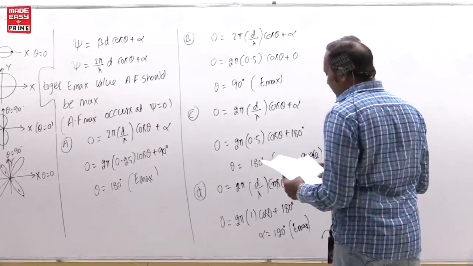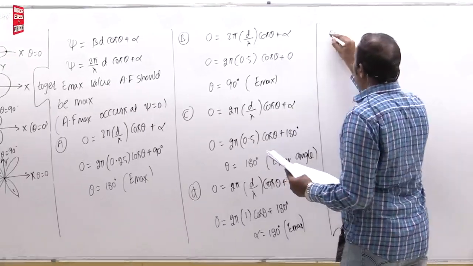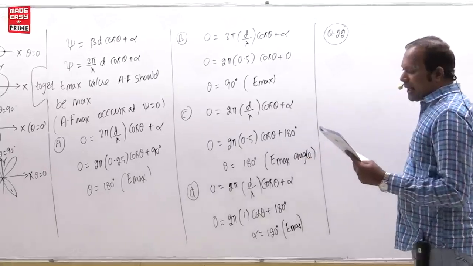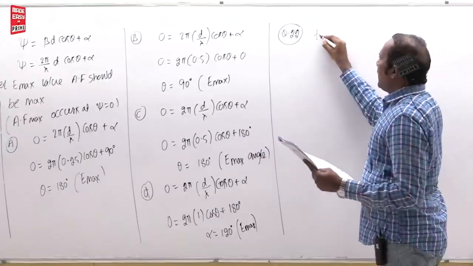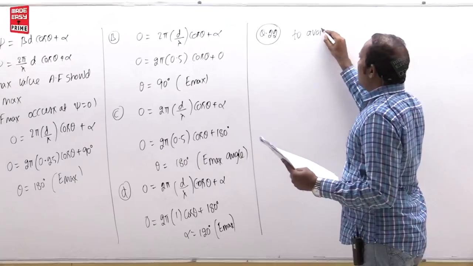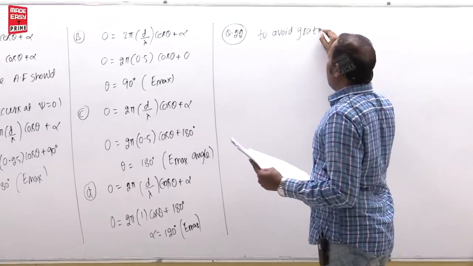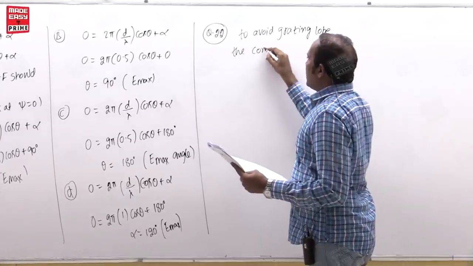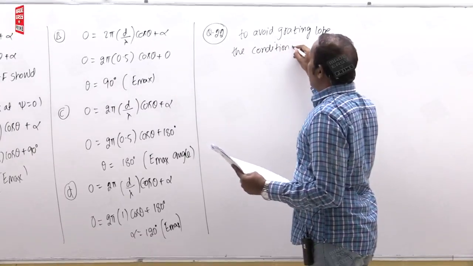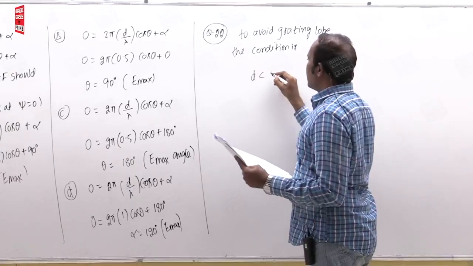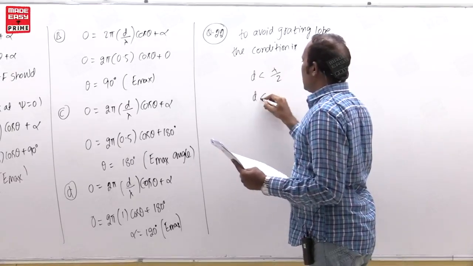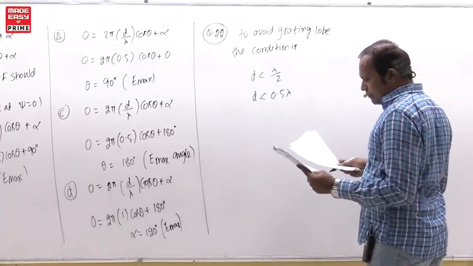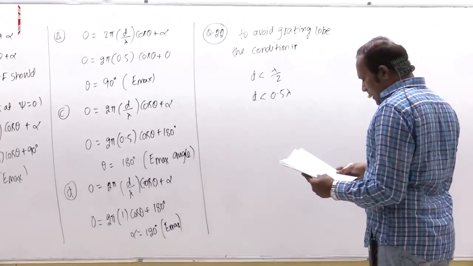So dear students, this is question number 22, to avoid grating lobe. Already I have written that. To avoid grating lobe, the condition is d less than lambda by 2. So that is d less than 0.5 lambda. That is the answer. Right? Next, 23.